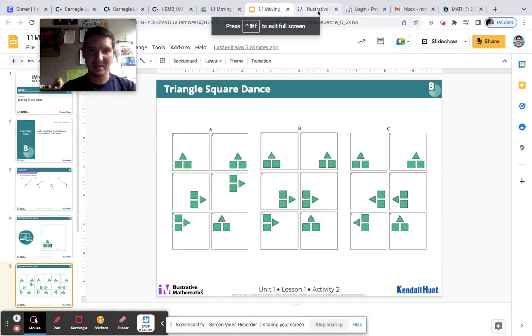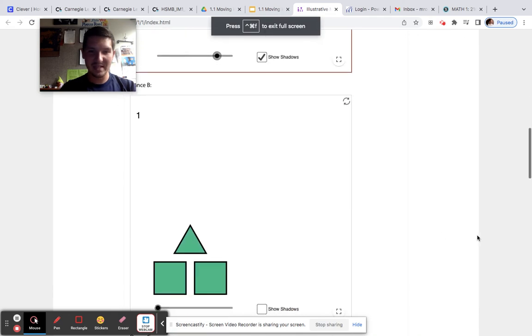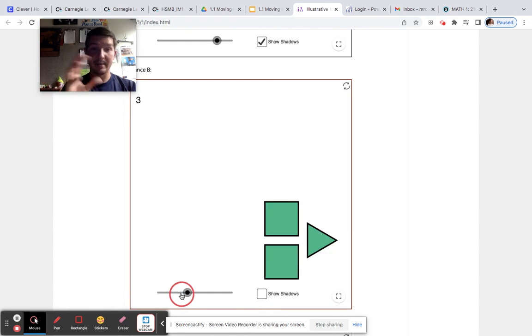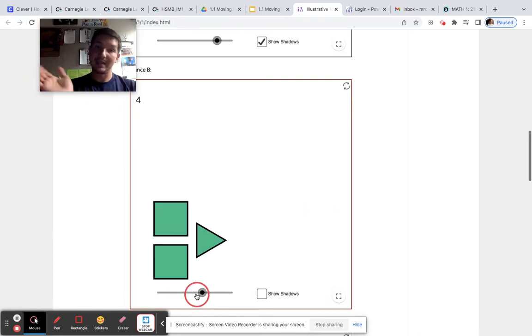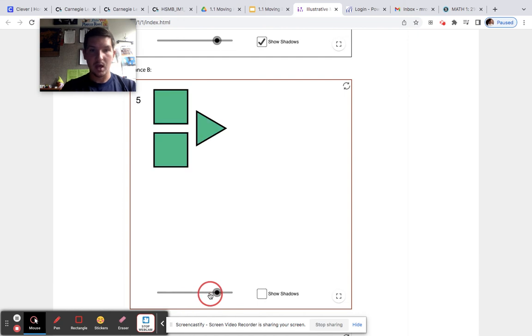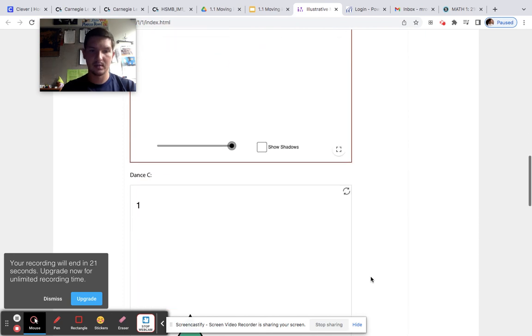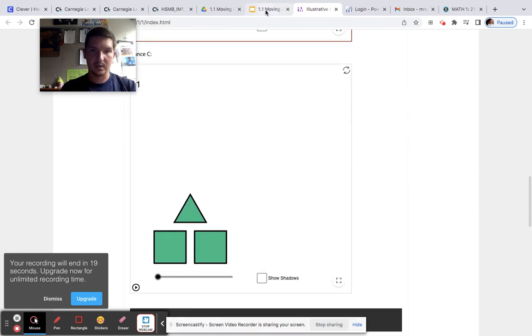Hopefully for B, you said it went right 1 unit, maybe rotated about 90 degrees to the right, went left 1 unit, up 1 unit, and then rotated again. What would that be? Rotated to the left, or turned 90 degrees. Hopefully you did this one as well.